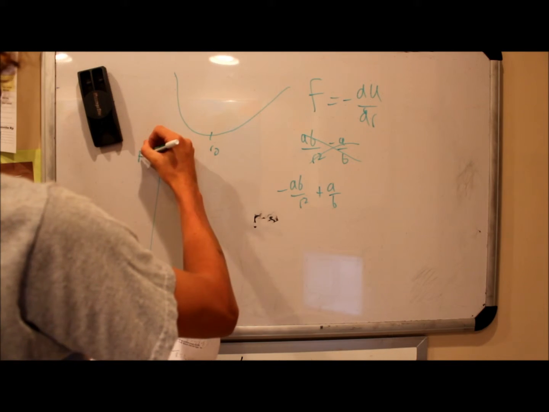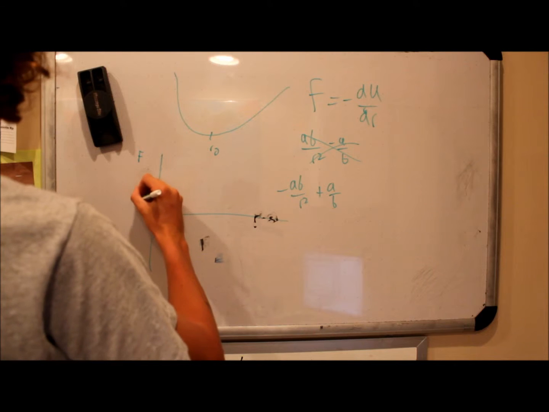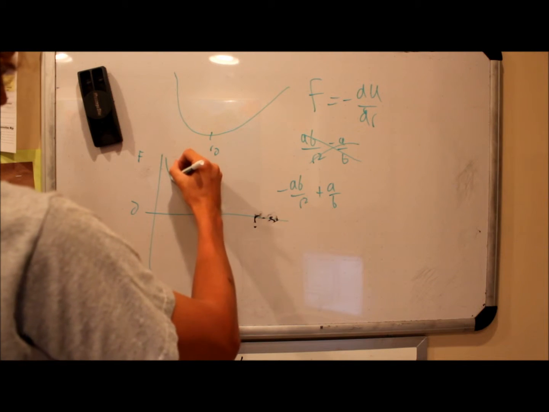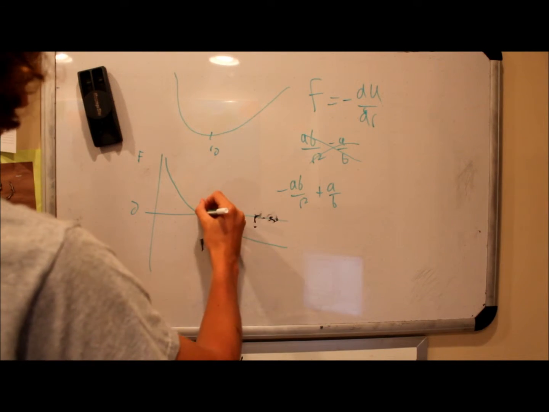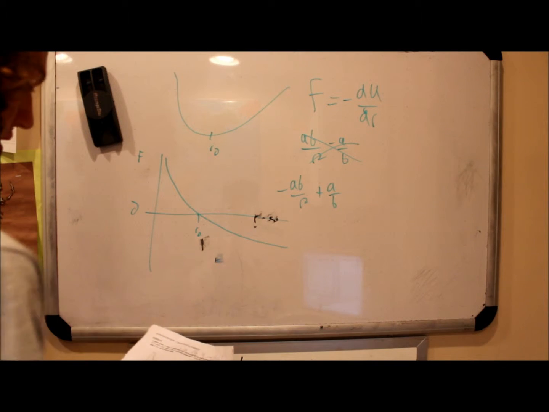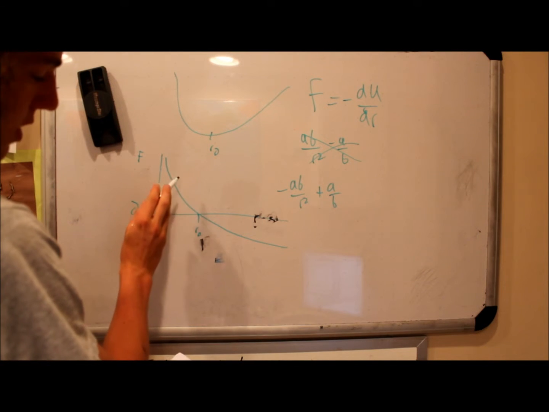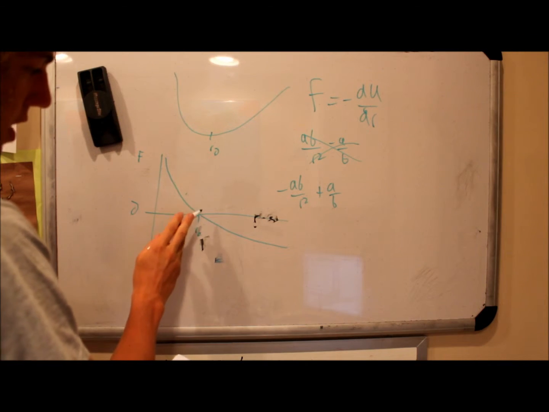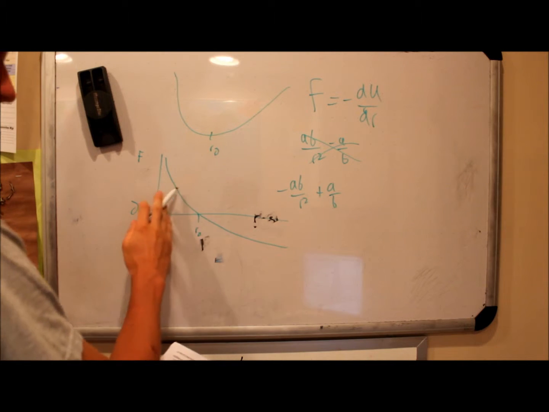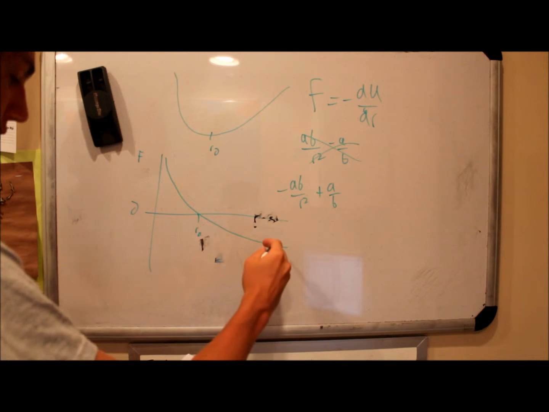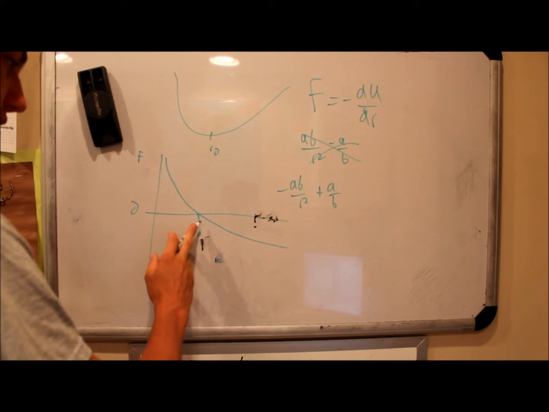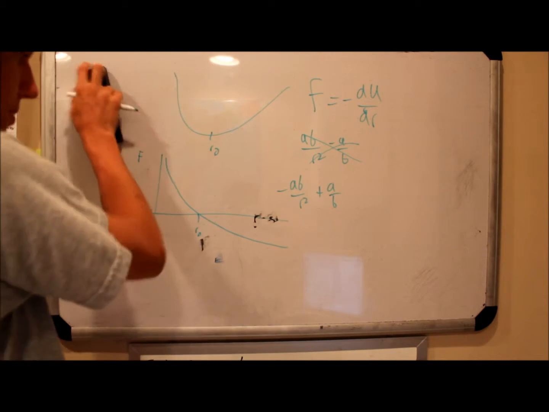So here's your force, 0, and it's going to just look like a concave down graph with this being R naught. Actually, it's concave up here, it needs to be sloping down like this and needs to intersect at R naught.